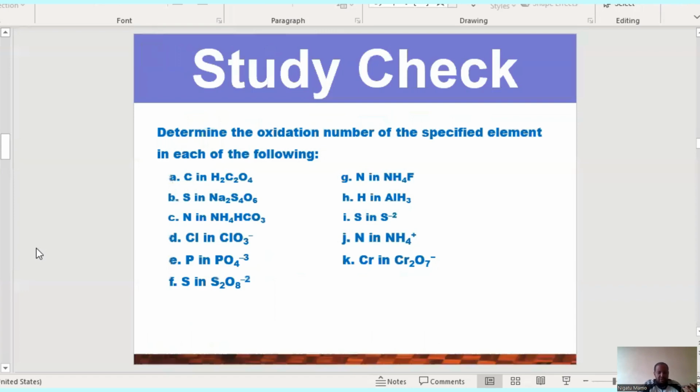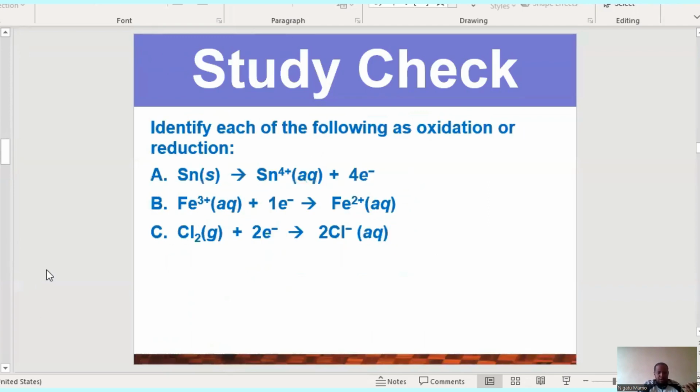Okay, study check. Determine the oxidation number of the specified elements in each of the following. You can read at home, it's just like an assignment. Okay, study check number 2. Identify each of the following as oxidation or reduction. Is it oxidation or reduction?